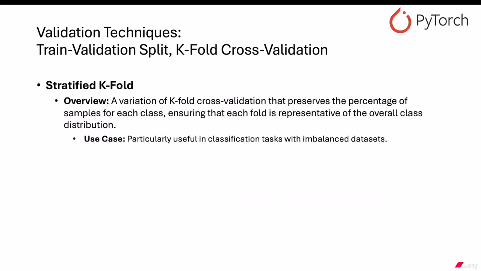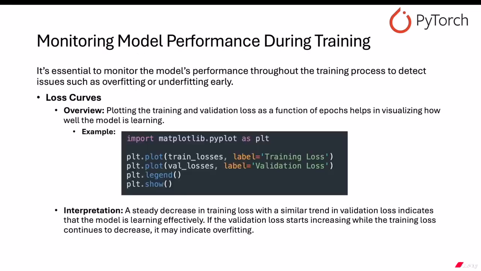Then there's stratified k-fold, a variation of k-fold cross validation that preserves the percentage of samples for each class, ensuring that each fold is representative of the overall class distribution. The use case is particularly useful in classification tasks with imbalanced datasets.